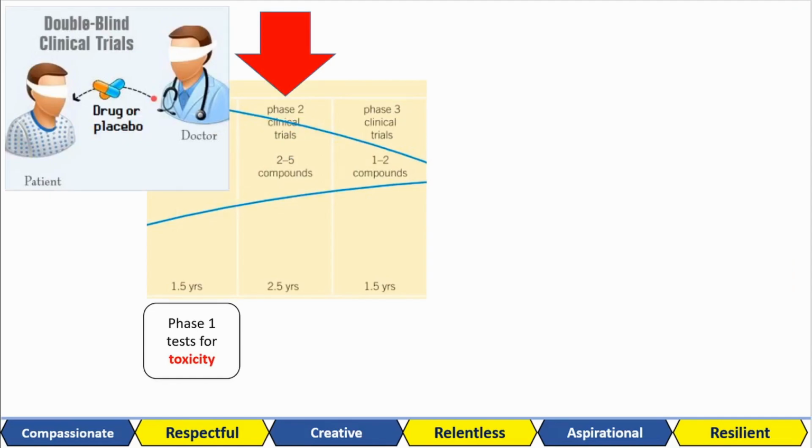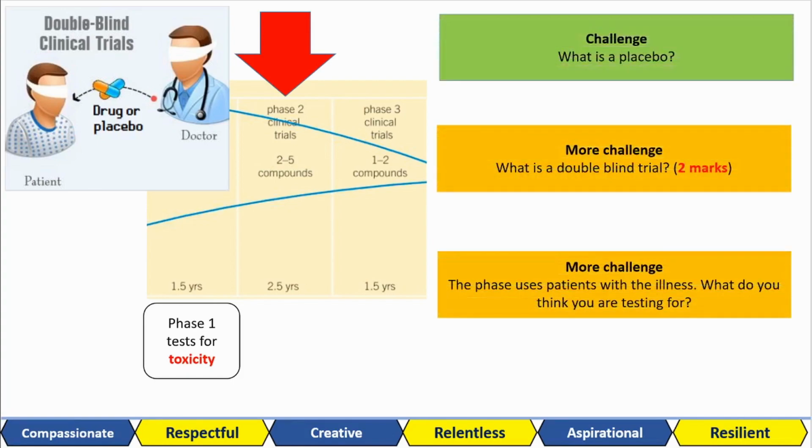Now on to phase 2, which takes roughly 2.5 years and narrows the possible compounds to a possibility of 5. Also, I have this image on the top that will provide some useful information for the following challenge questions. The first question is asking you what a placebo is. The image will assist you with this. Have a look carefully at that.